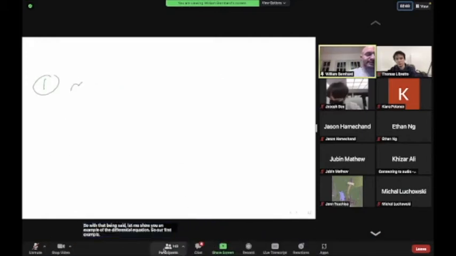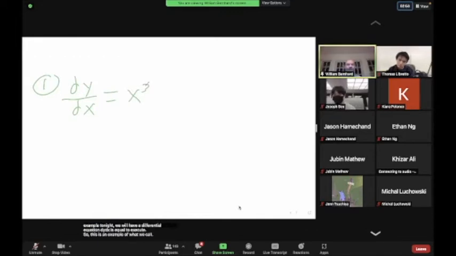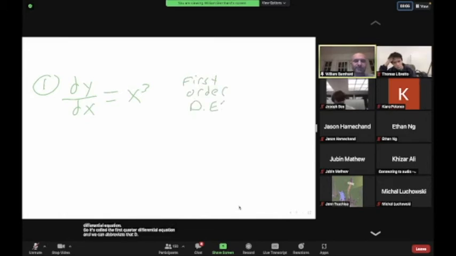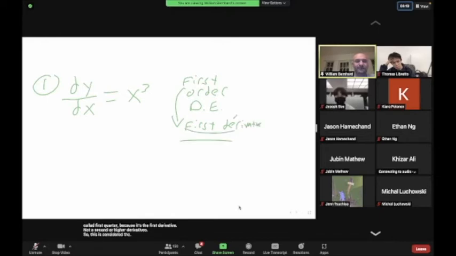So our first example tonight, we will have a differential equation, dy/dx is equal to x cubed. So this is an example of what we call a first order differential equation, and we can abbreviate that DE. It's called first order because it's the first derivative, not a second or higher derivative.